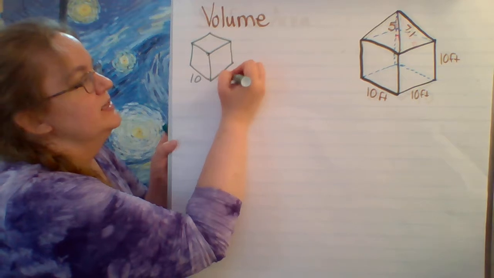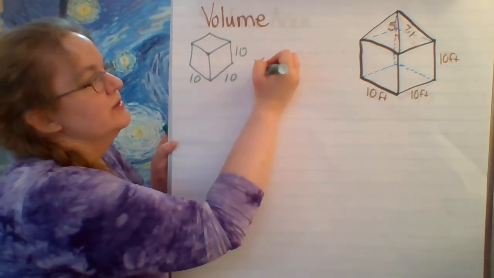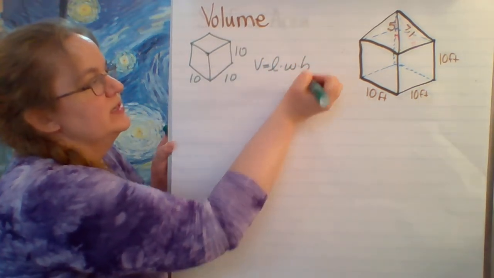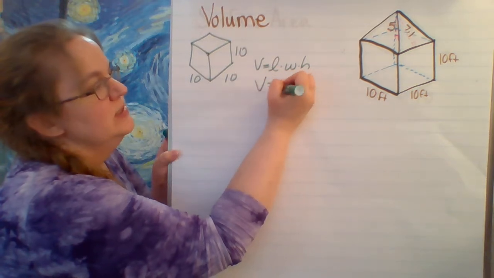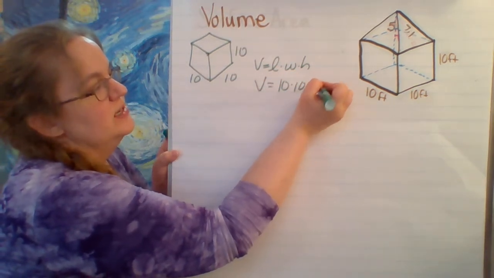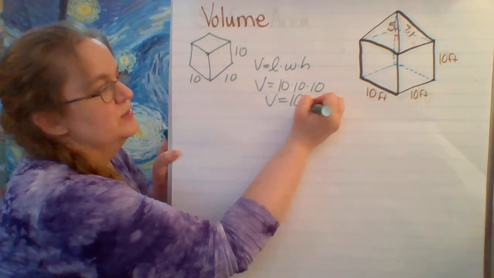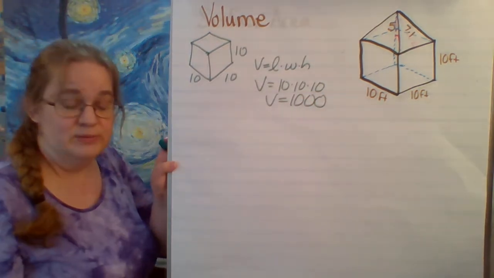Okay, it's 10 by 10 by 10. So volume is going to be length times width times height because it's a type of rectangular prism. So 10 times 10 times 10. So the volume of the cube is just going to be 1,000 feet cubed.